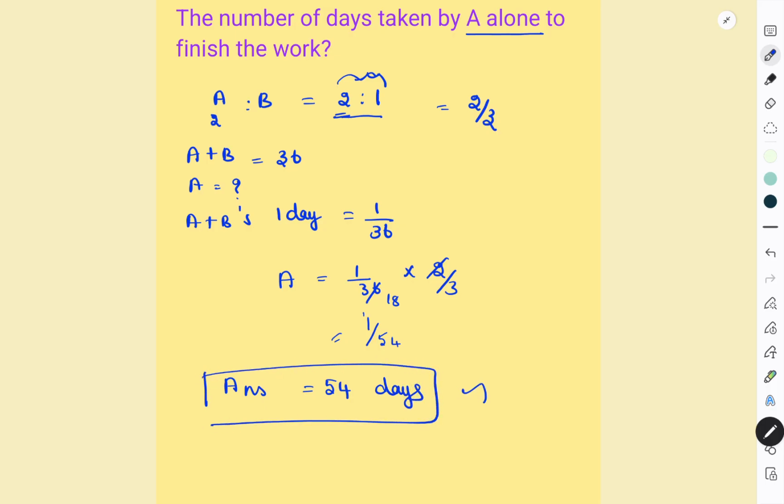Okay, because there is a ratio, we have to find the A alone's ratio is 2 by 3. Likewise B's ratio is 1 by 3. This is A's, this is B's. Okay, so a plus b is 36. A plus b is 1 day work equal to 1 by 36. We need A's 1 day work. So while we multiply this with the A's efficiency, we get the answer.